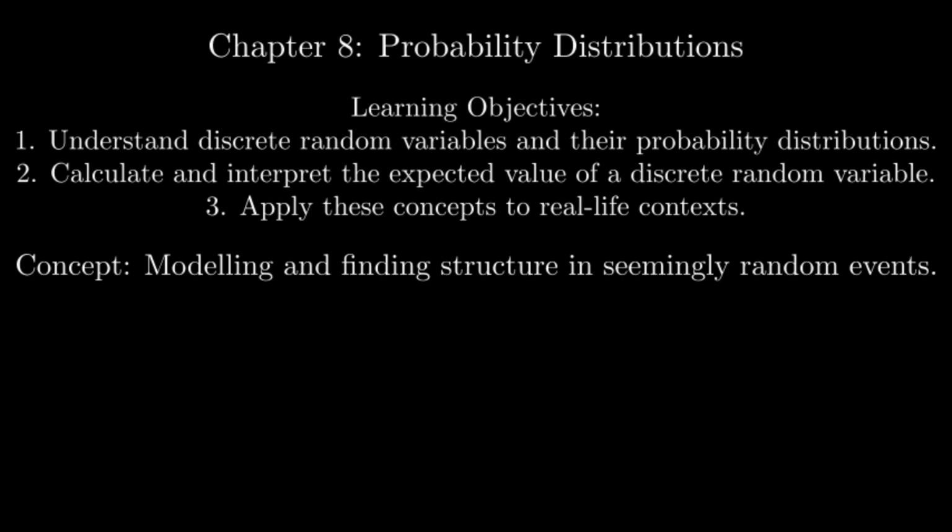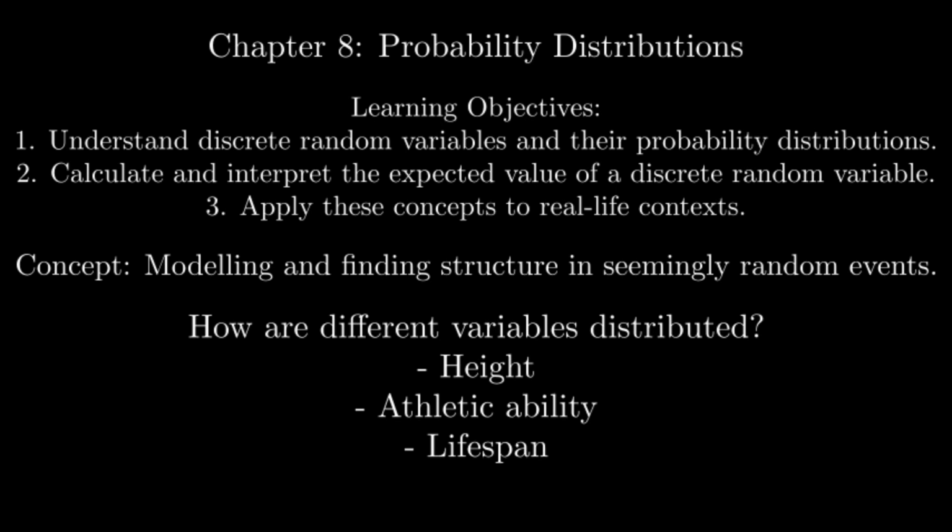Take a look at these images. We see the world's tallest man and shortest man, a high jumper at the peak of their jump, and one of the world's oldest people. Each of these represents a variable, like height, athletic ability, or lifespan. Are most people's heights clustered around an average, or are they spread out evenly? Probability distributions help us answer exactly these kinds of questions.